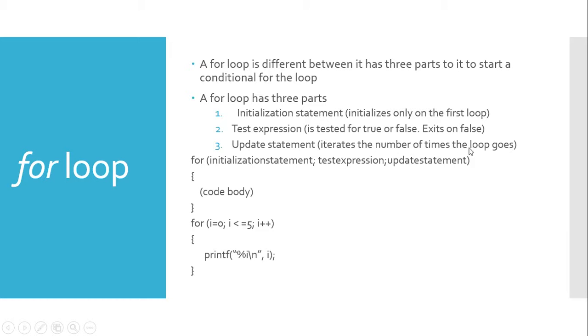Okay, so it iterates the number of times the loop goes. So the first time it's going to be 0, then it's going to be 1, then it's going to be 2, then it's going to be 3. So I think the first time it goes through there, it doesn't do the i++.